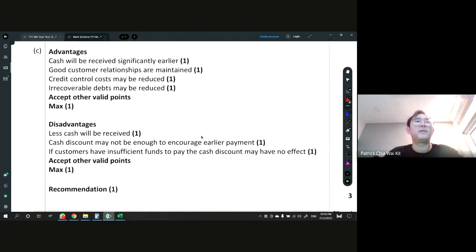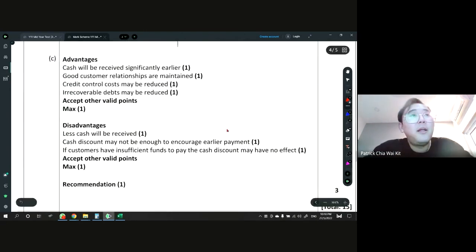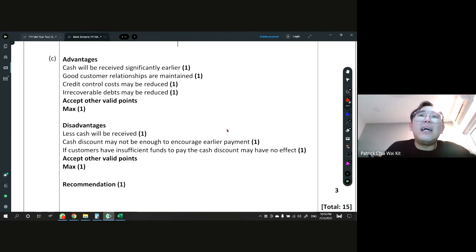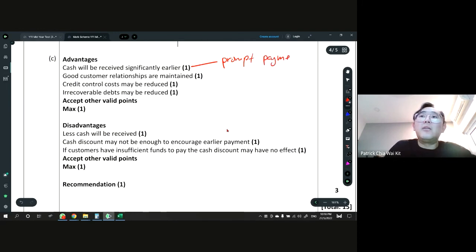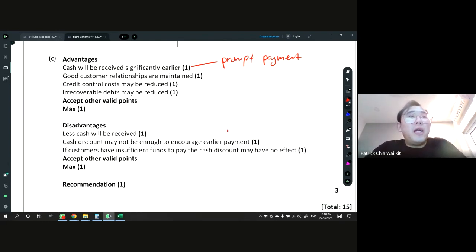All right, here. So the good thing, if we offer cash discount, which means cash will be received significantly earlier. Because cash discount is to encourage prompt payment, right? Remember, prompt payment for cash discount, which means we will get money earlier. Number two, you give people discount, of course your customer is happy. So good relationship with the customer maintained.